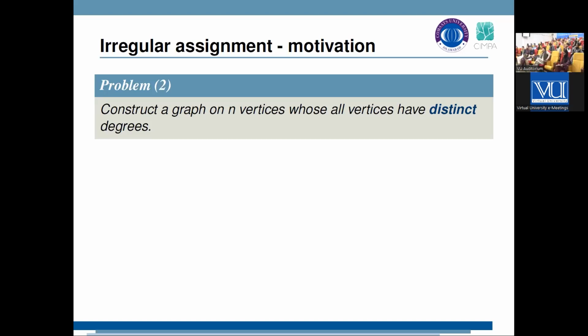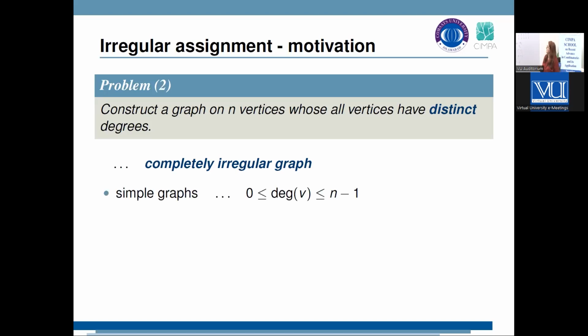So the question is whether we can construct a completely irregular graph, such that every vertex will have a distinct degree. It is something from the basic course of graph theory: it is not possible to do it. Let me show how we can prove it. If we have a simple graph, where we do not allow multiple edges or loops, then trivially every vertex has degree at least 0 and at most n-1.